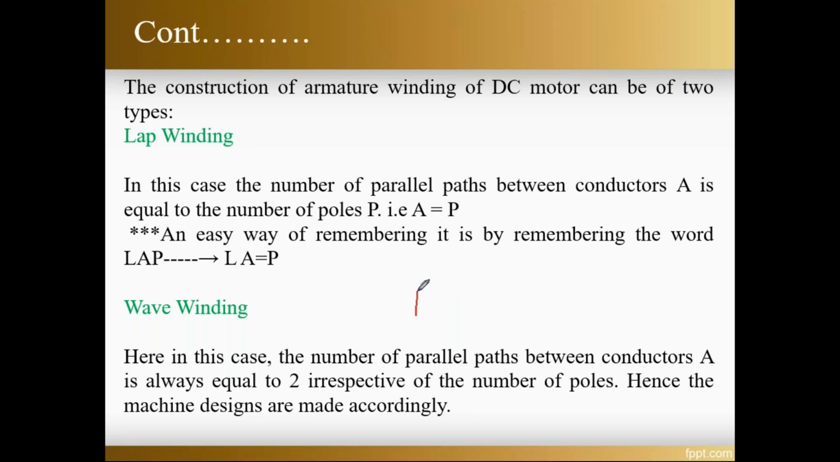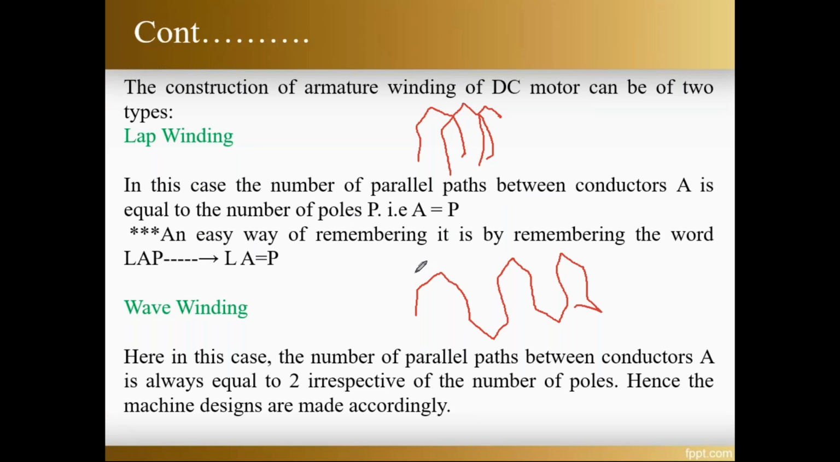Wave winding looks like this. There is no interaction with another conductor, so this is called wave winding. And lap winding is one where the coils overlap each other. That's why it is called lap.